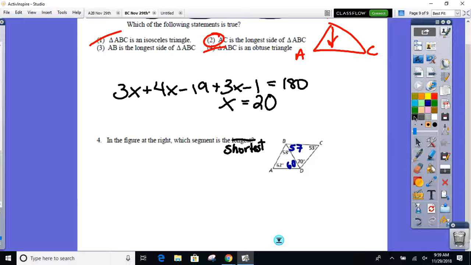Here's what I'd like you to do in these type of problems when I give you two different triangles in the figure. Take each triangle, so triangle ABD, and triangle, what's the other one, BCD? And I'll give you 30 seconds right now. On your own, in those two triangles, list the sides from shortest to longest for me. In each triangle, list the sides from shortest to longest. And then we'll figure out overall what's the shortest side.